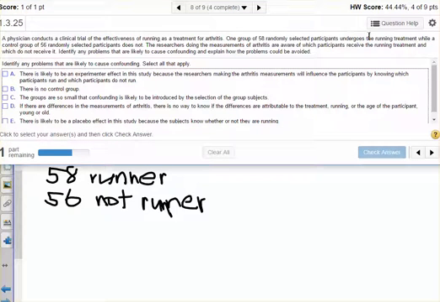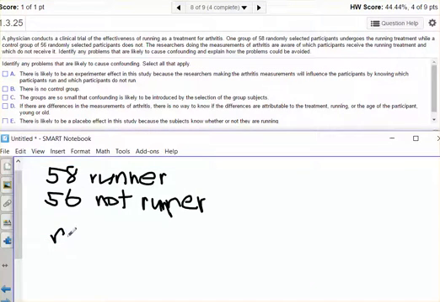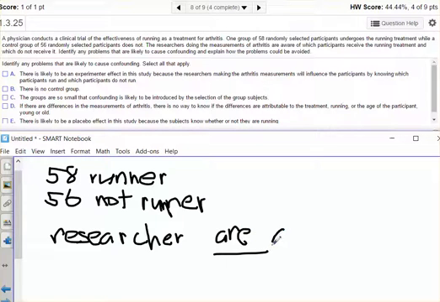Okay. The researchers doing the measurement of arthritis are aware. Okay, that's important. They are aware of who's getting the treatment, who the runners are and who are not the runners, okay?